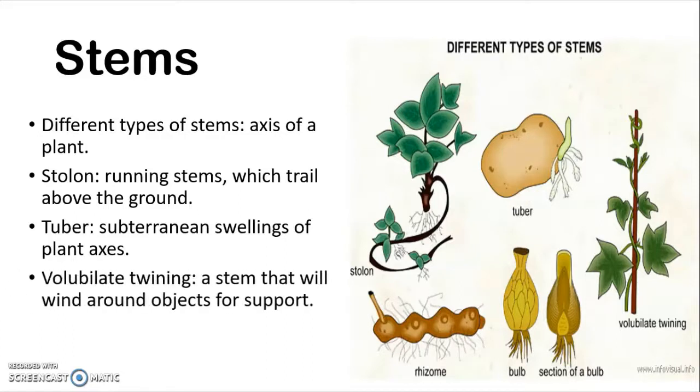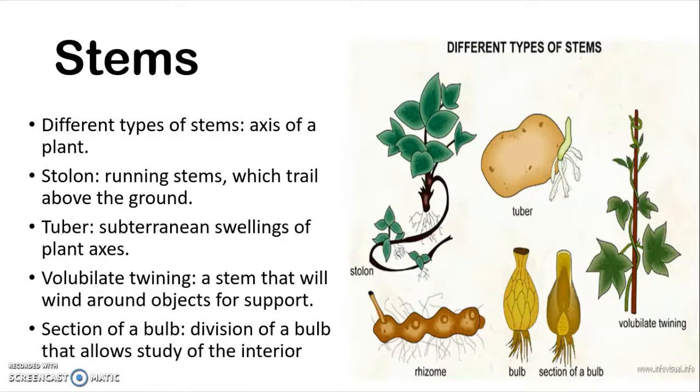Okay, and then the third one is the voluble twining, a stem that will wind around objects for support. Okay, did you follow? And then this one, the section of a bulb, division of a bulb that allows study of the interior. So that is the different types of stems.